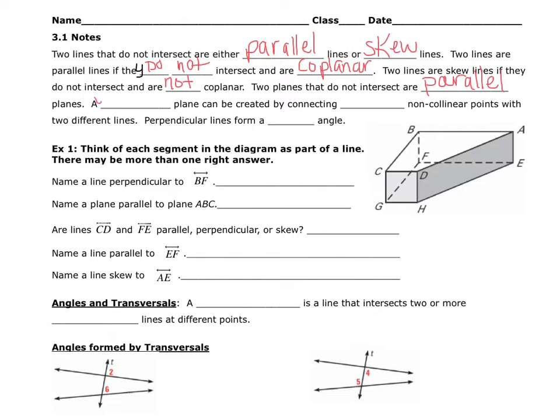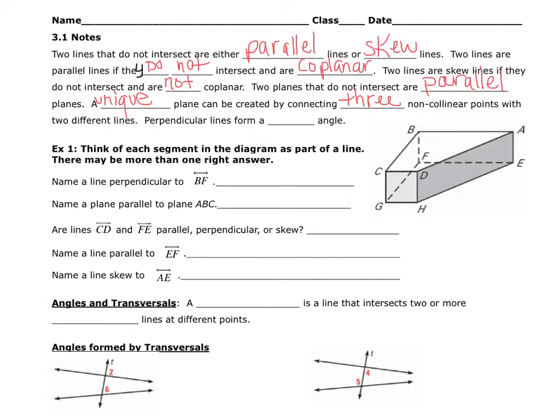A unique plane can be created by connecting three non-collinear points with two different lines. So basically what this is saying is a unique plane means a plane that you draw yourself by connecting three non-collinear points, because remember, any three non-collinear points can make a plane.